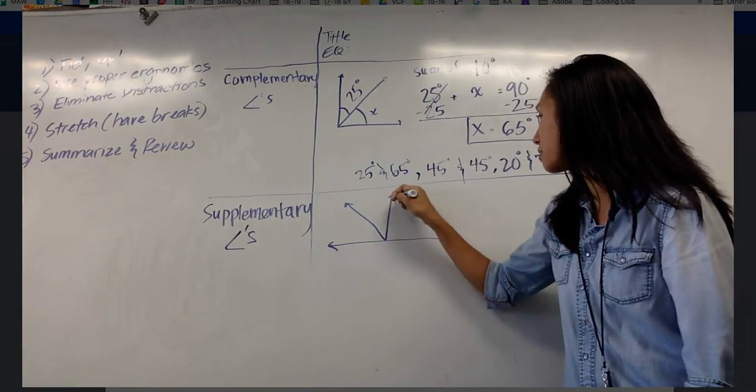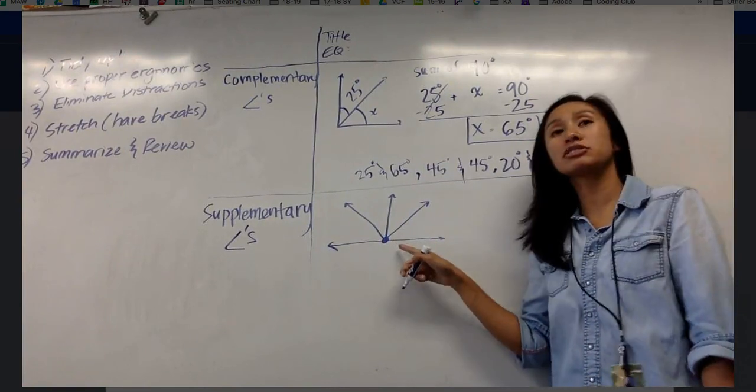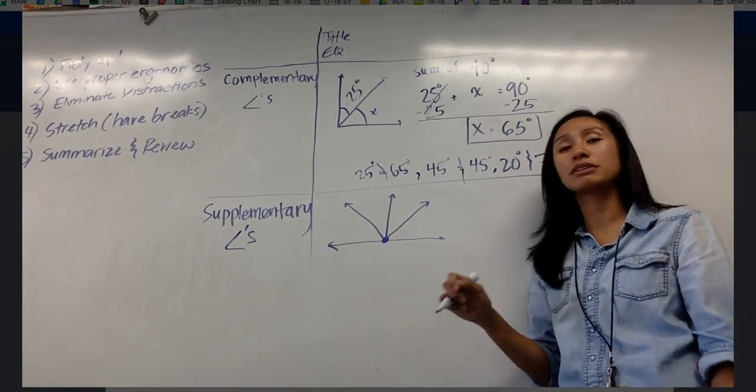No. Let's put 4 different angles. It doesn't have to just be 2. They all have to share the same vertex. Make sure it's not coming out of different places.